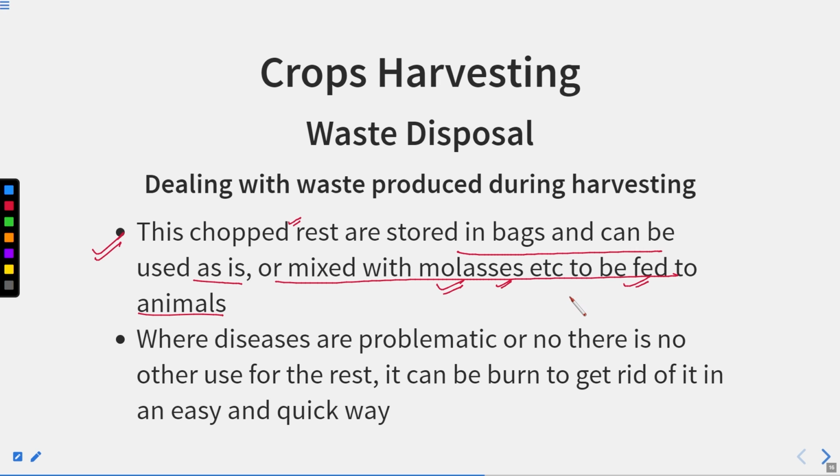Now, where the diseases are problematic or there is no other use for the residue, it can be burned to get rid of it in an easy and quick way.